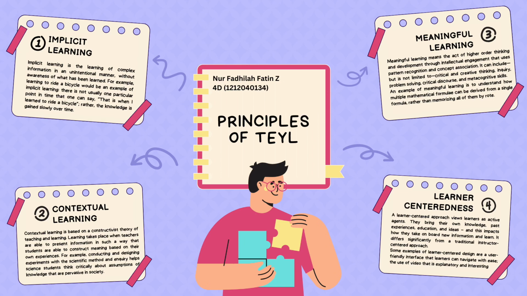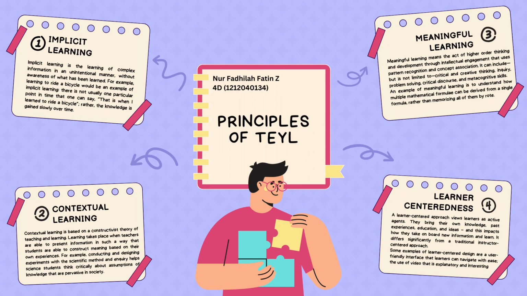Next is meaningful learning. What is meaningful learning? Meaningful learning means the act of higher order thinking and development through intellectual engagement that uses pattern recognition and concept association. It can include, but is not limited to, critical and creative thinking, inquiry, problem solving, critical discourse, and metacognitive skills. In this context, meaningful learning is not too far from contextual learning. They have a context when we teach children. So we can try to apply a context that is related to the students' real life. So yeah, it's not too different from contextual learning.